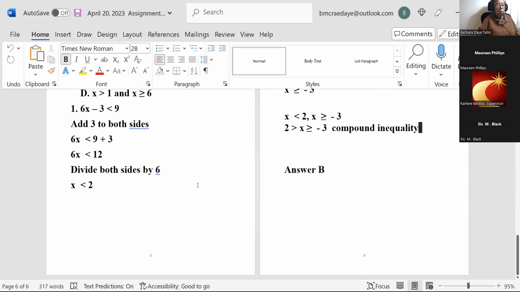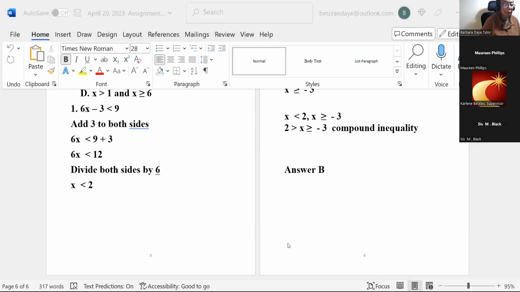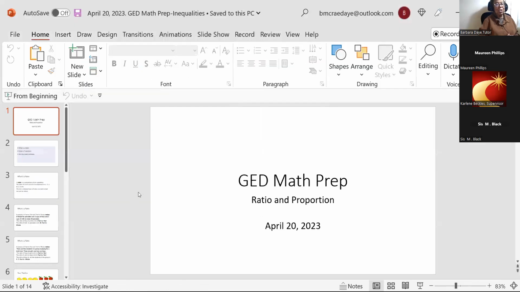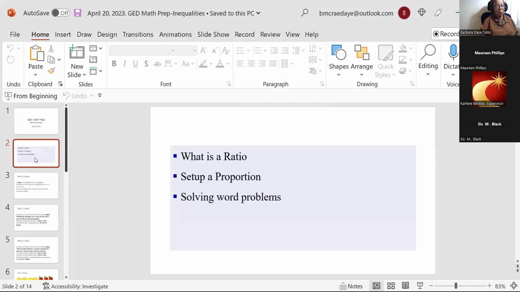Now I want to go to ratio and proportion. So let me do a new share and go to ratio and proportion. Now, anybody want to tell me what a ratio is? What do you think a ratio is? Getting the average of something? No, it's not an average. Average is mean. Ratio. Ratio is what again? Maureen, what's the ratio? I really can't remember. What is a ratio? Okay.